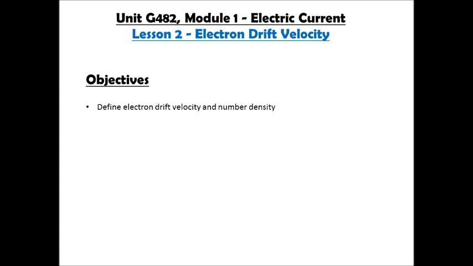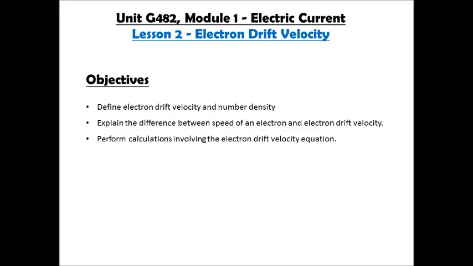The first objective you need to be able to do is to define the electron drift velocity and the number density. You also need to be able to explain the difference between speed of an electron and the electron drift velocity. You need to be able to perform calculations involving the electron drift velocity equation. And you need to be able to compare and explain the conductivity of metals, insulators and semiconductors.